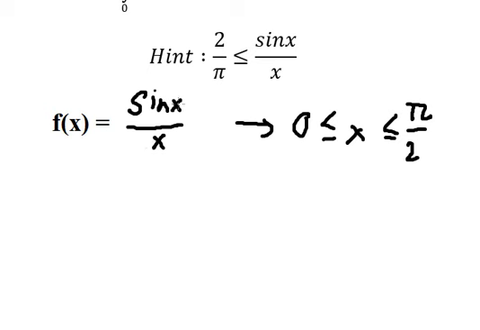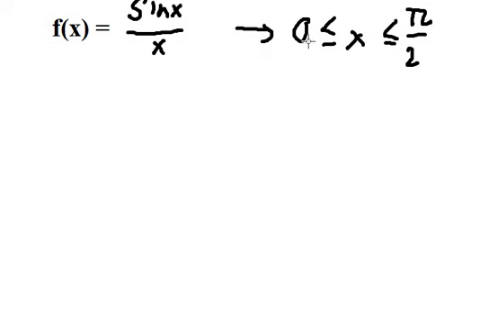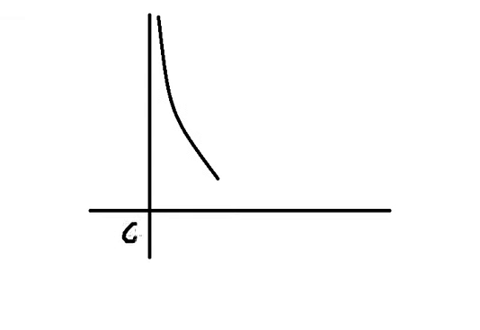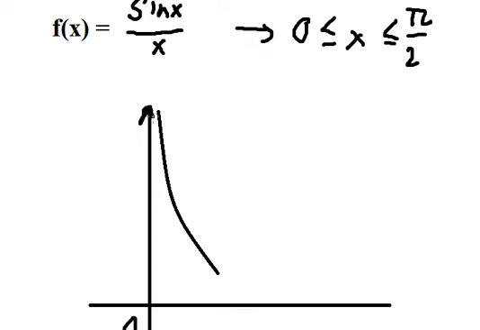If we graph the function, the graph from 0 to b over 2 should look like this, because when x approaches number 0 from here, it will go to positive infinity.